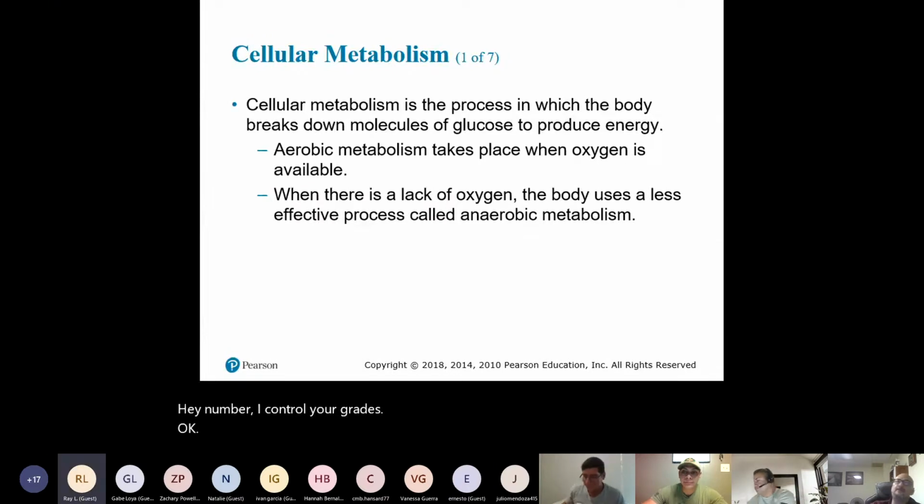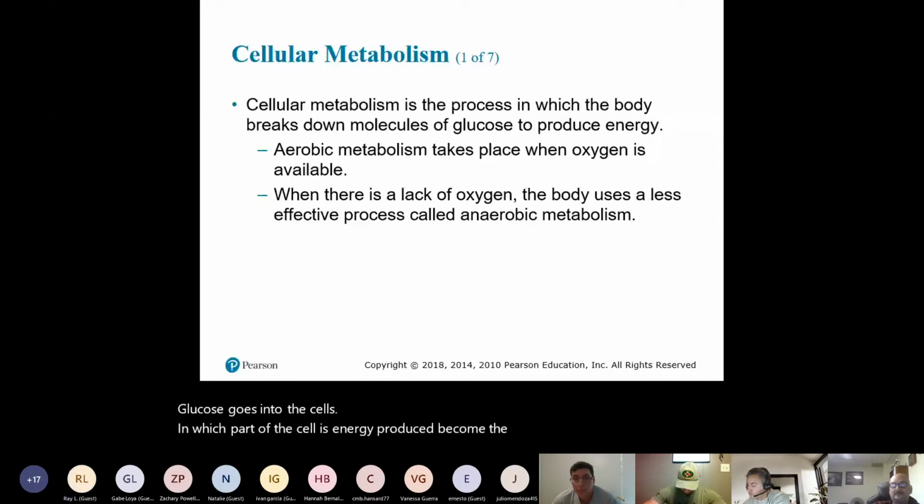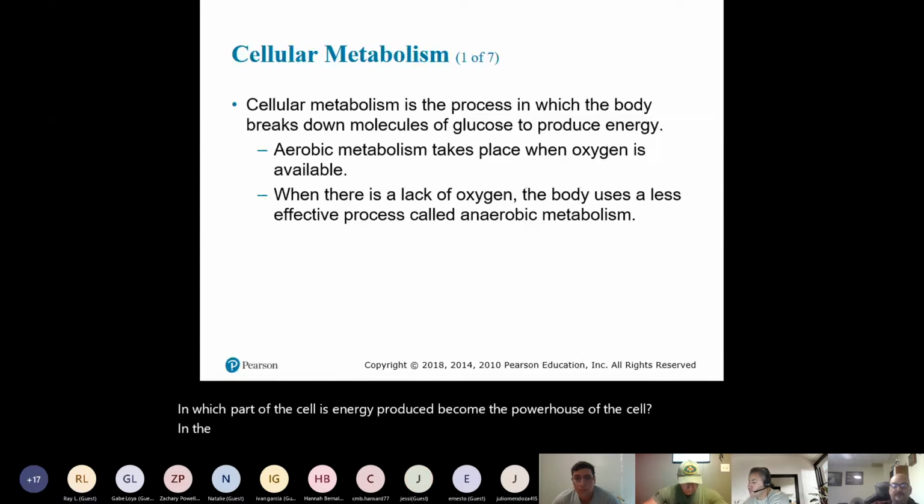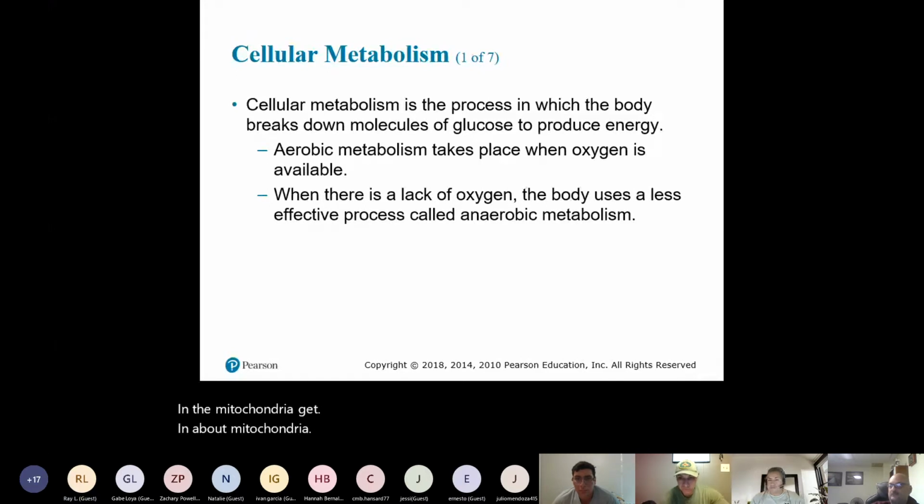So, cellular metabolism. Glucose goes into the cells, and in which part of the cell is energy produced? They call them the powerhouse of the cell. Mitochondria. In the mitochondria, good. In the mitochondria, the energy is produced.